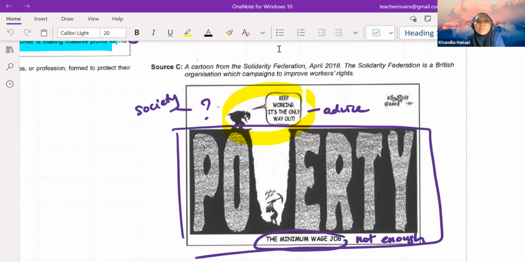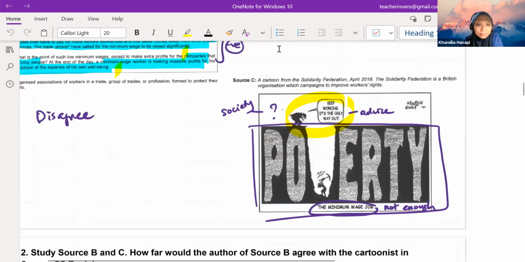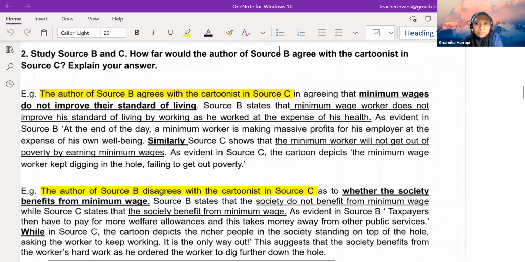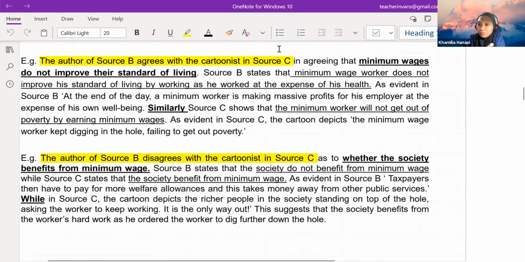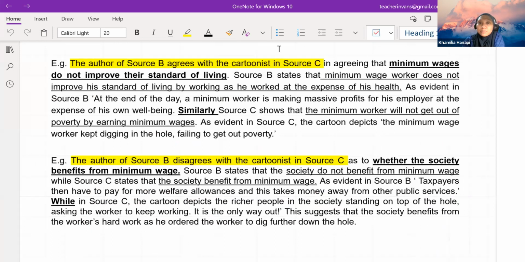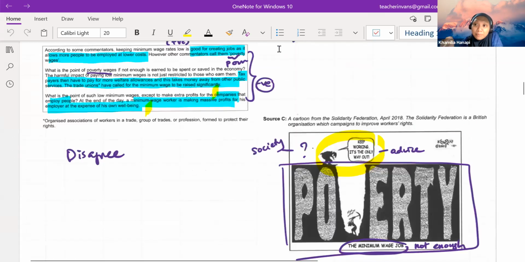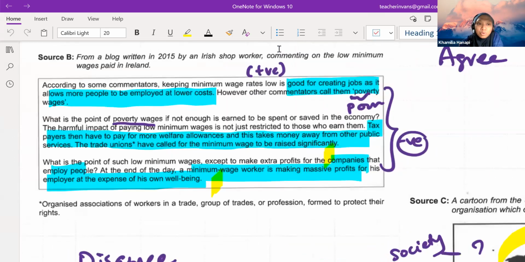All right. Because you don't know whether this person is being sarcastic or not sarcastic, let's take a look at the answer. Now, the author of Source B disagrees with the cartoonist in Source C because we do not know whether society benefits from minimum wage. Now, in Source B it is a clear-cut don't benefit. Why? Because even if, let's say, you have a minimum wage, there are so many things that people need to do. They still need to pay and provide welfare allowances.